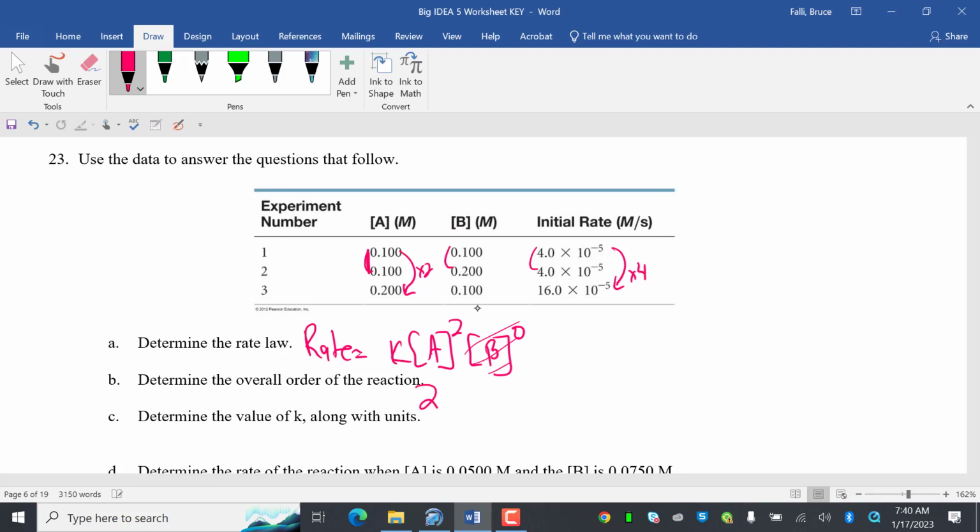Determine K along with units, so my rate is 4E negative 5 equals K times 0.1 squared. So 4e negative 5 divided by 0.1. Ah, my 1 button's stuck. Oh no, how can I have a stuck 1 button?